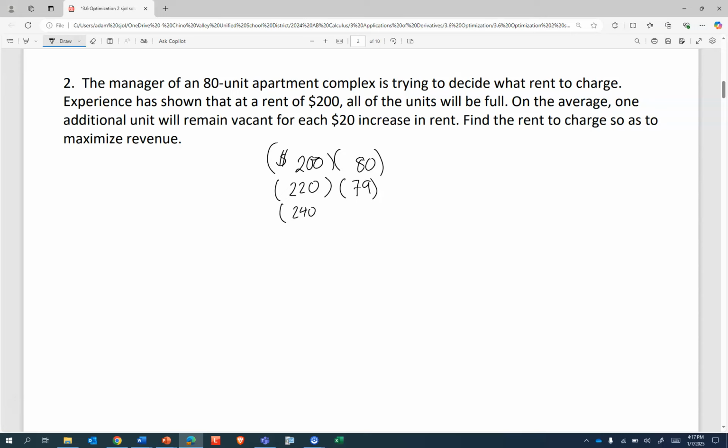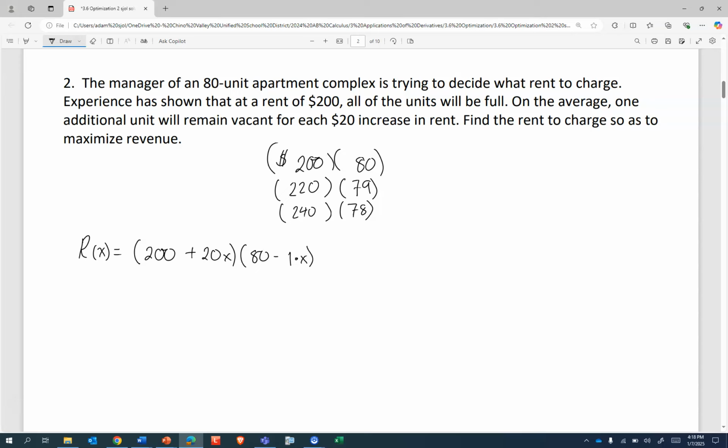So the total amount of revenue, we'll figure out what our unknown is. Well, that first one is just 200 plus 20 times some variable number. As in the first one, we added 20 zero times, and then 1 time and 2 times, and so on down the line. And the other one is 80 minus 1 times whatever that x is.